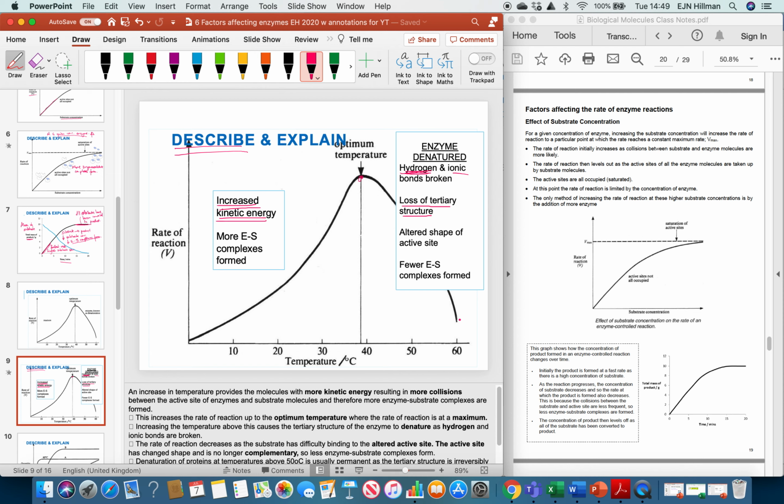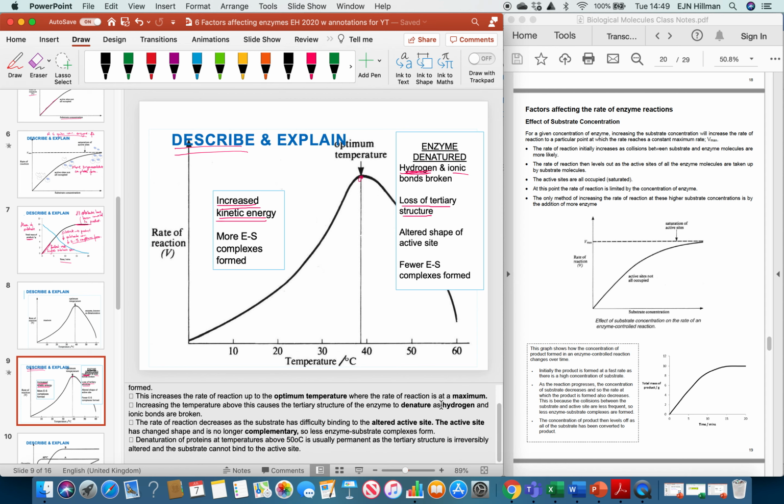Okay. This is usually permanent if the temperature increases beyond 50 degrees in most enzymes. There are exceptions to that, but in most cases, when the temperature of the environment in which that enzyme is found increases beyond 50 degrees, that would be a permanent loss of tertiary structure and a permanent change to the shape of the active site, and therefore enzyme substrate complexes cannot be formed.